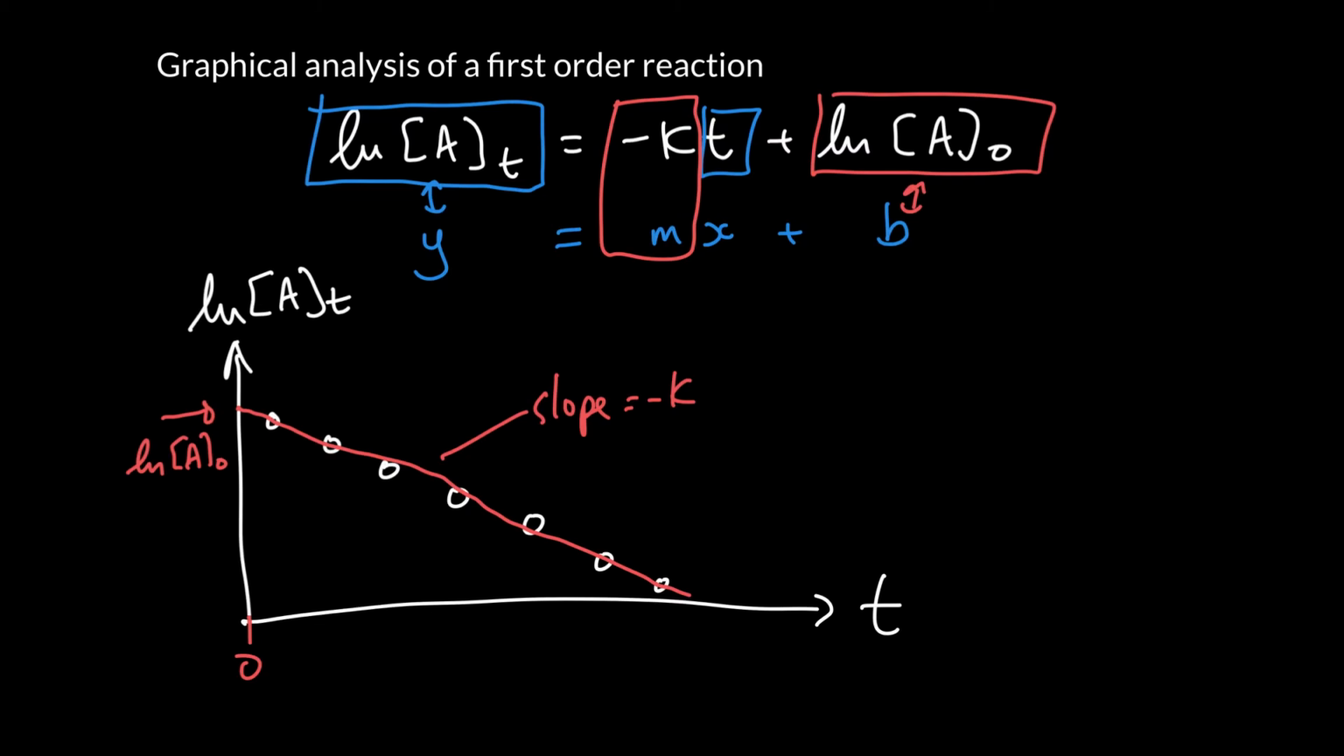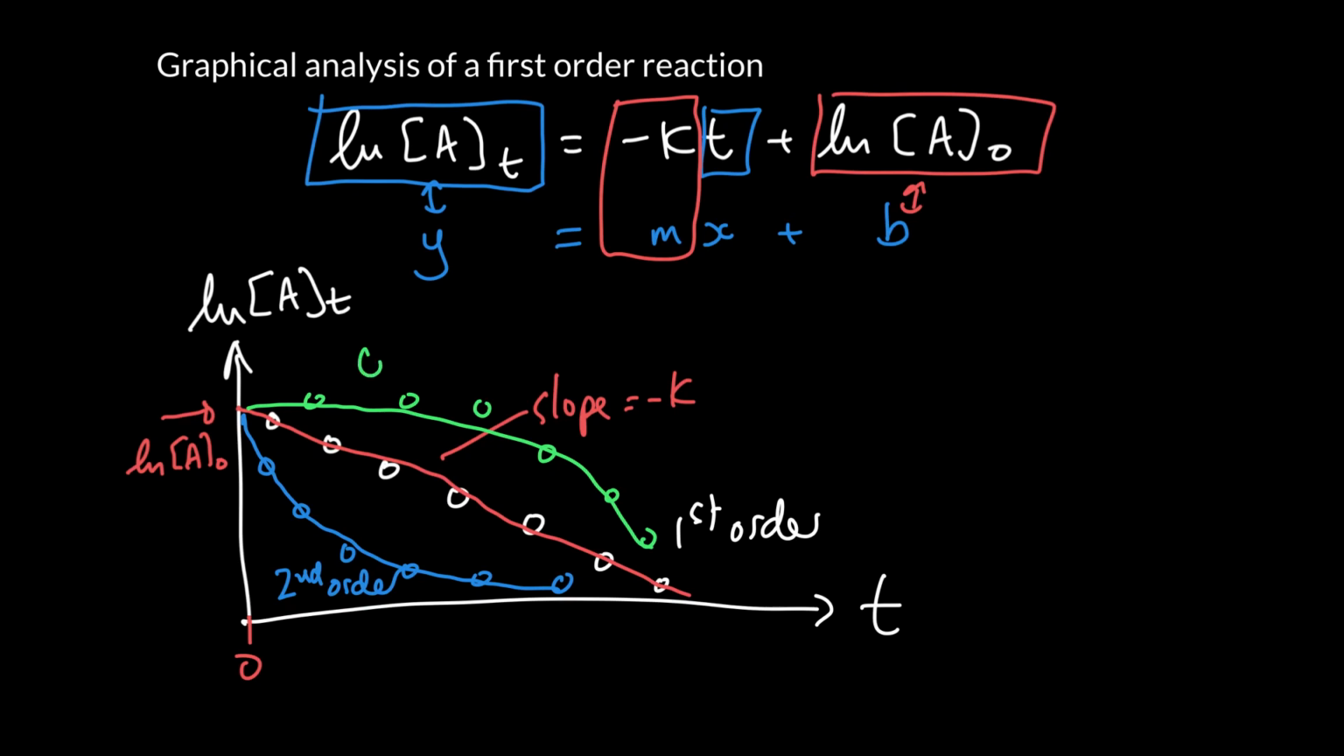So what is really cool about this, and what is actually really kind of exciting about this, is that this is only a straight line if it's first order. And what do I mean by that? Well, if you've got a second order reaction, when you take the natural logarithm of the concentration and plot it versus time, you end up not with a straight line, you end up with a curve. And if you do the same for a zero order reaction, what you end up with is something that looks like that. So it curves essentially in another direction.